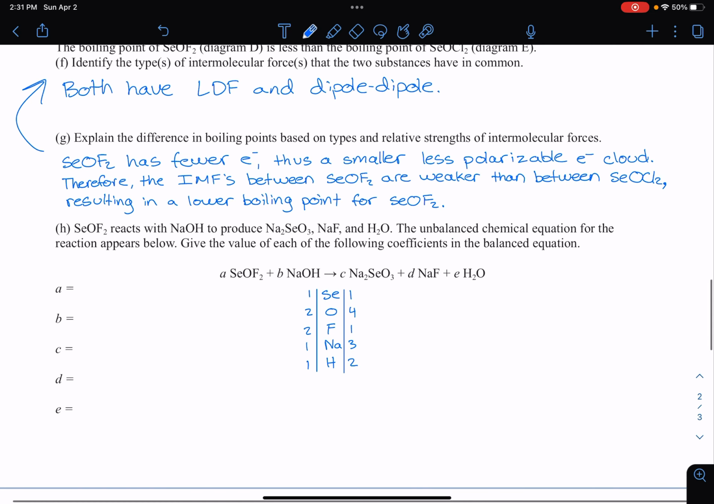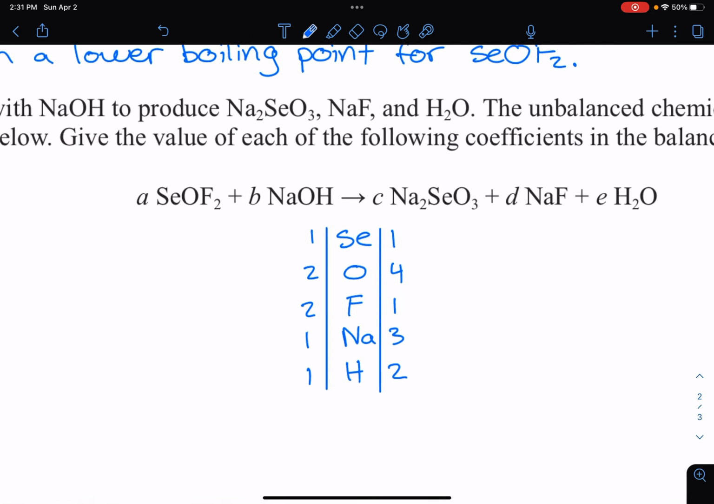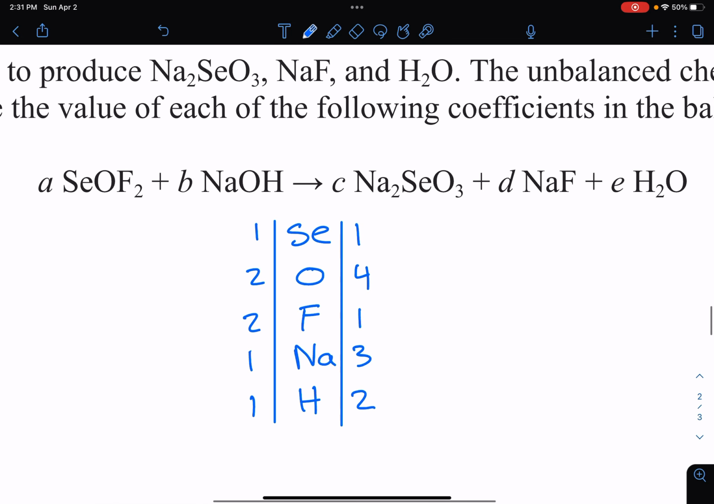All right, last problem. We have to balance this equation. I like writing out all of the elements that we have listed right underneath the arrow. I've counted on the left side: we've got 1 selenium, 2 oxygens, 2 fluorines, 1 sodium, 1 hydrogen, and then on the right side I've counted them up as well. So far the seleniums are balanced.